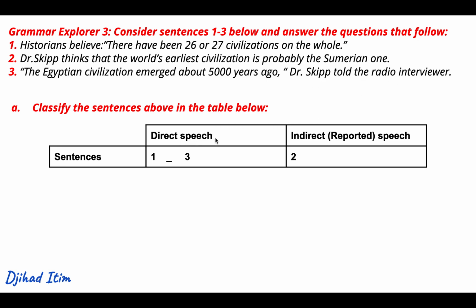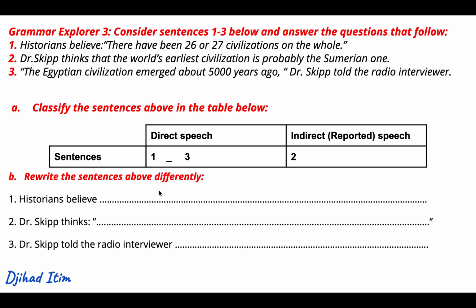Why is it direct speech? We have inverted commas. And they did not say Dr. Skip told the radio interviewer that the Egyptian civilization emerged about 5,000 years ago. Dot. Alright? It is direct speech. Inverted commas. Right? If they are reporting this sentence, they would say Dr. Skip told the radio interviewer that the Egyptian civilization emerged about 5,000 years ago. Okay? I hope I made it clear.